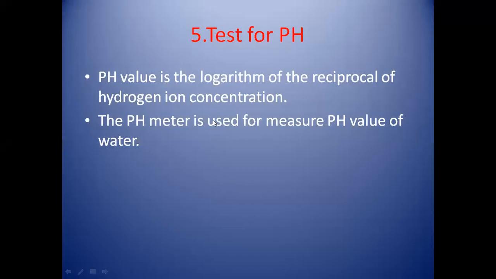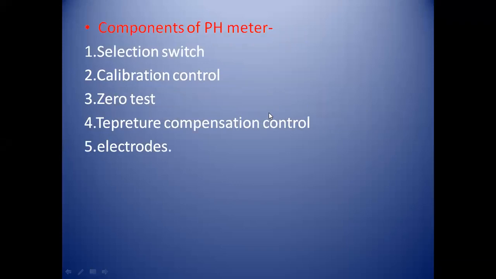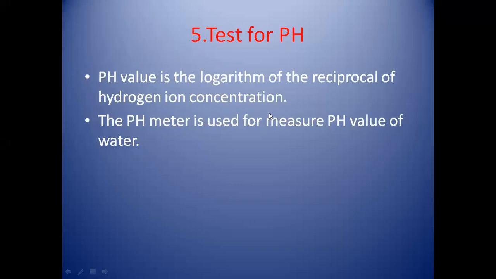In the previous lecture, we started the tests of various characteristics of water. In that, we saw the first test for total solids, then the test for hardness, then the test for chloride content in water, and last, the test for dissolved oxygen. Now in this lecture we are going to see the test for pH.